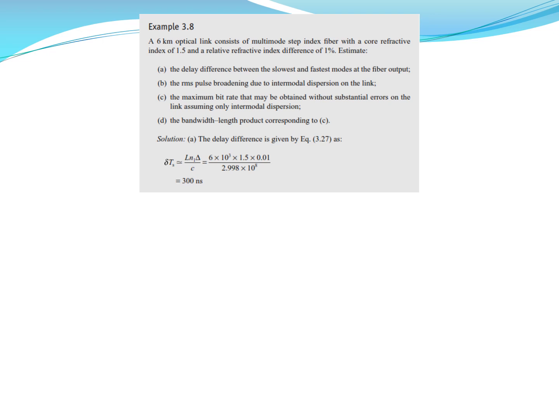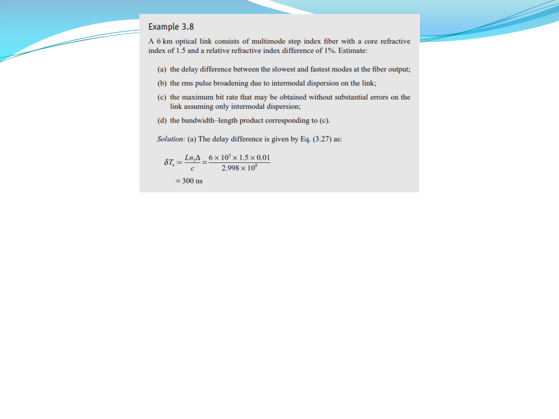Based on that, we have an example where you estimate the delay difference and the RMS pulse broadening due to intermodal dispersion, and find the maximum bit rate and the bandwidth length product. In this example, a 6 kilometer optical fiber link is given, consisting of a multimode step index fiber with a core index of 1.5.